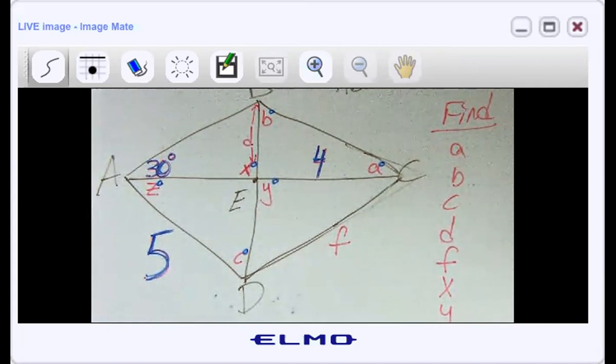Remember that this thing is a rhombus. Kira, that's right. Keep going. So if it's a rhombus, I also claim that you know F kind of right away, right?